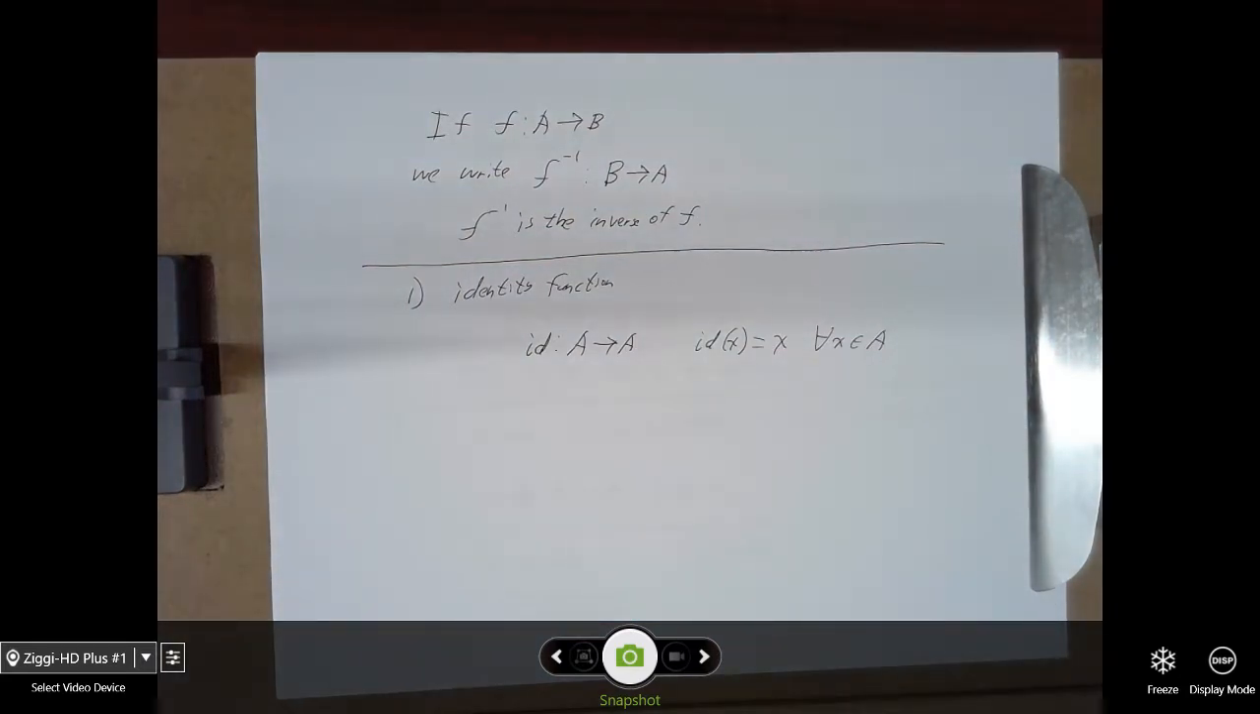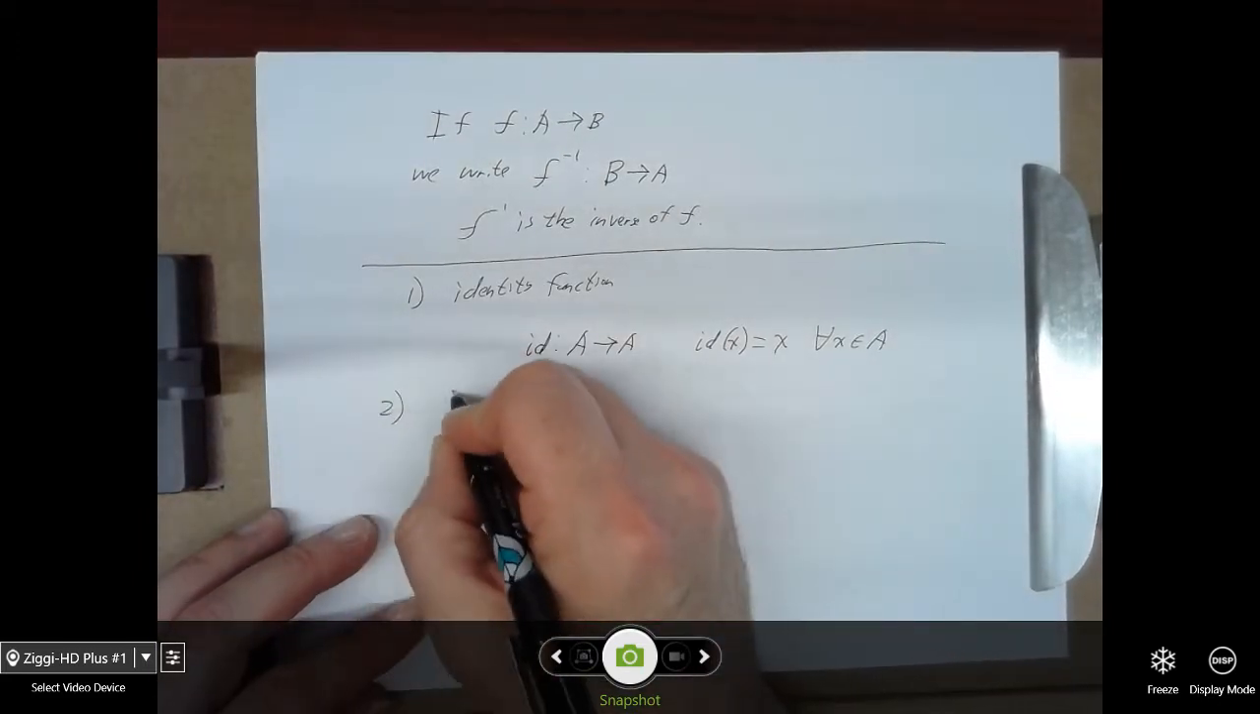So the identity is a boring function. It just takes a number and maps it to itself. If we have integers, f of x equals x is the identity. Well, if we have geometric shapes, f of x equals x is still the identity. Takes a square to a square, takes a circle to a circle. It's boring, but it's critical.